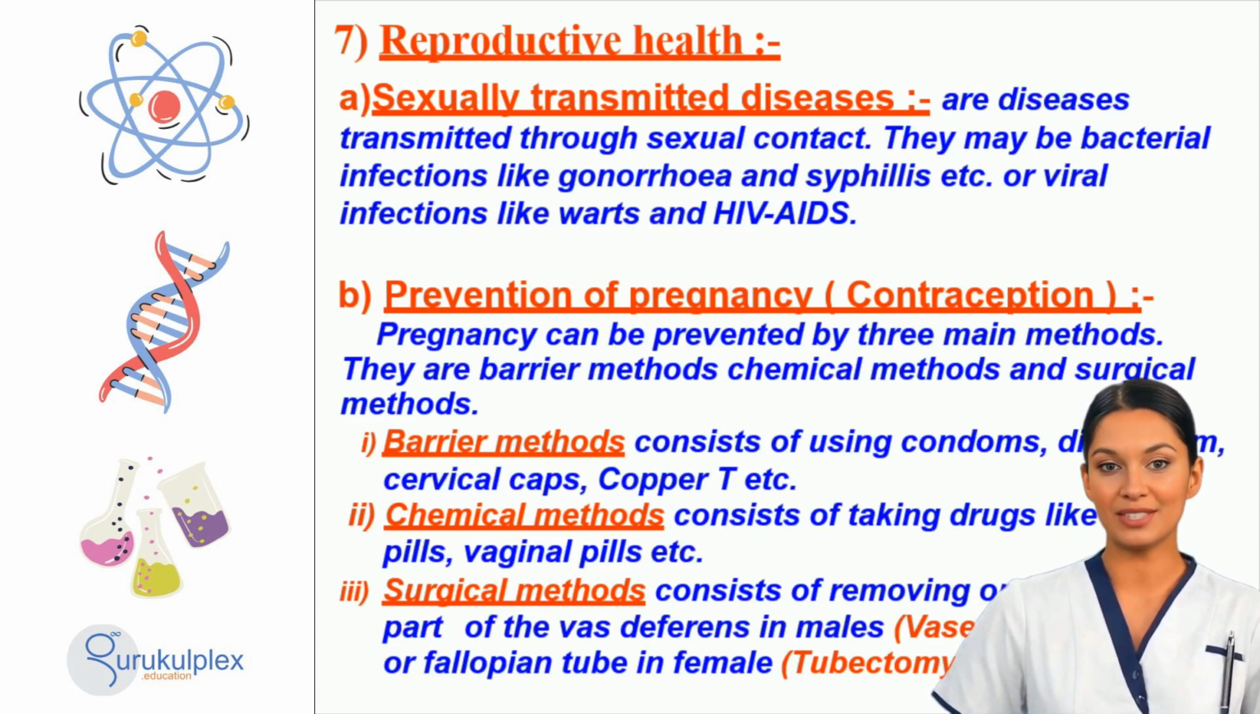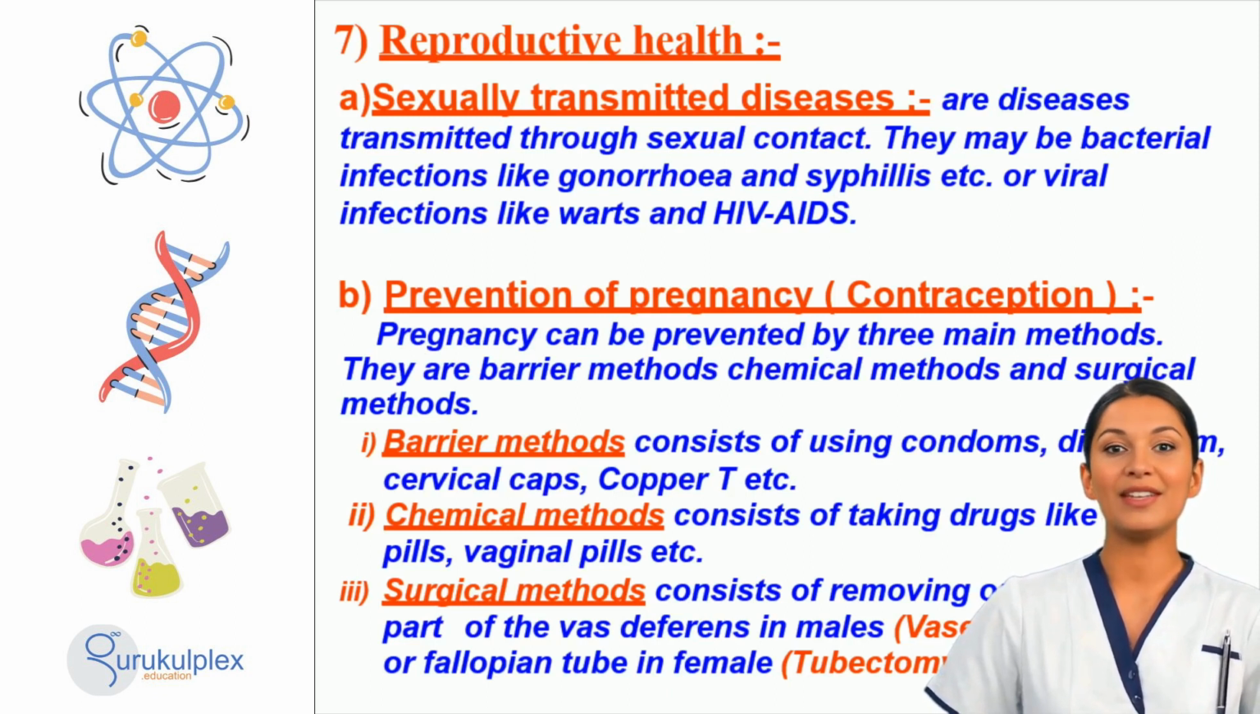Various methods of contraception are available, including barrier methods, such as condoms, diaphragms and cervical caps, which physically block sperm from entering the uterus. Chemical methods, such as oral and vaginal pills, also help prevent pregnancy. Surgical methods such as vasectomies in males and tubectomies in females involve removing or tying a small part of a genital organ.